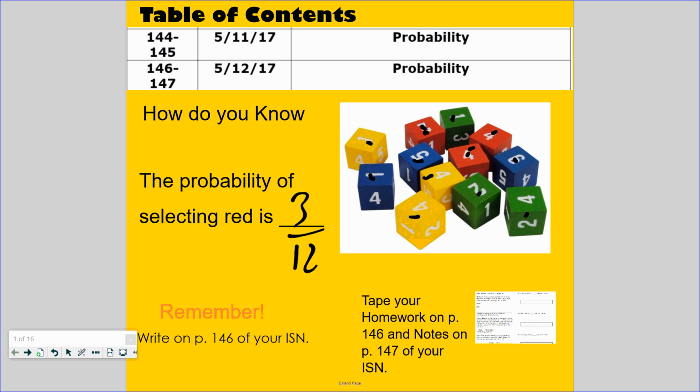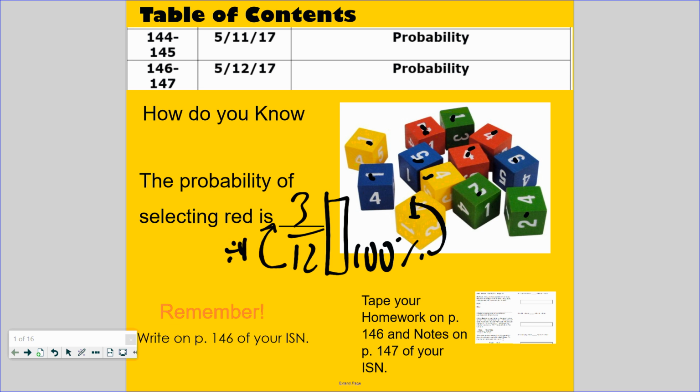Can you rename that as another fraction? Because I want to figure out what percent that is. Well, how do you turn a 12 to a 3? Divide by 4, so it would be 25% or 25 hundredths. The probability of selecting red is 25%. How would you describe that? Would it be impossible, unlikely, likely, equal chance, or certain? I would say it's unlikely I would get red.